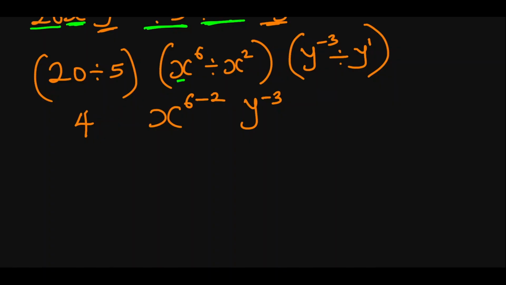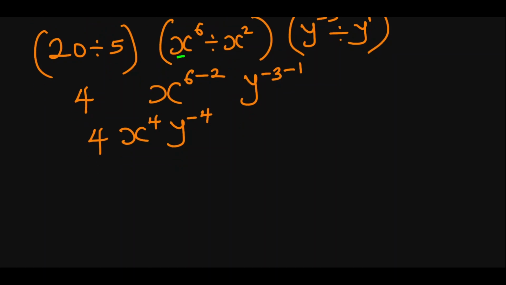That is y raised to power minus 3 minus 1. So this gives us 4x raised to power 6 minus 2, which is 4. So x raised to power 4. Then y to the minus 3 minus 1 is minus 4. So that gives us y raised to power minus 4.